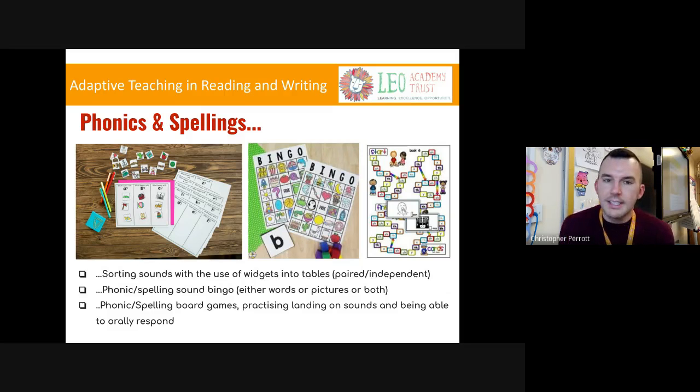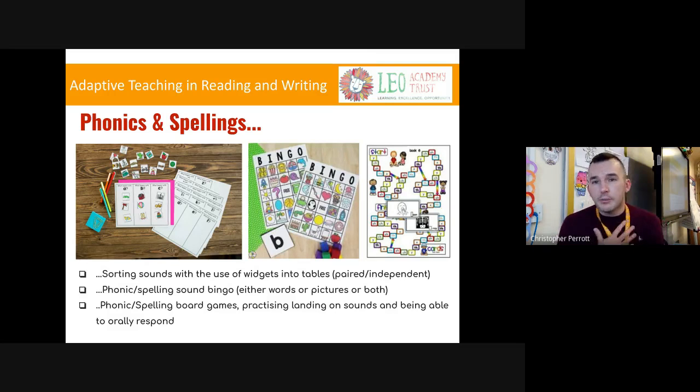Phonics spelling and sound bingo is a nice one to do as well. What sounds can you hear? The one thing I would say with this is, again, just limit the number of phonics sounds that you want to introduce. If you try to do all of them, it can be quite confusing and overwhelming for those children. And then phonics spelling board games. Roll the dice, land on it, and you can adapt this in many ways. The one on the screen that I'm showing you is a very complicated one, but you can do simplified versions of that along the way as well.